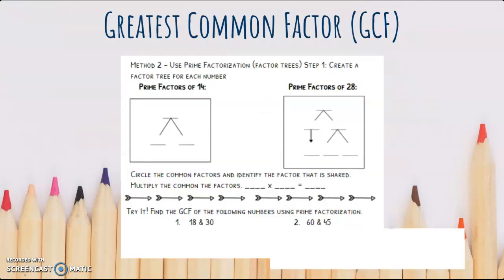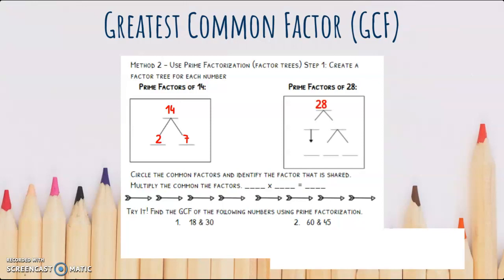Now, there's a second method that we can use to do this. Method 2 is to use prime factorization or factor trees. So we would set it up to create a factor tree for each number. We place 14 at the top, and when we multiply 7 and 2 together, we get 14. So the factors of 14 are 7 and 2.